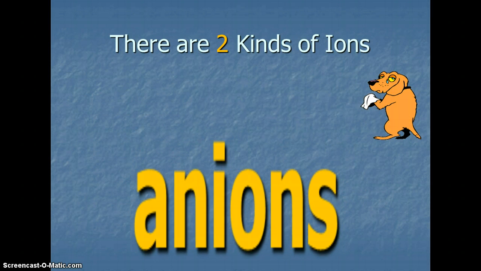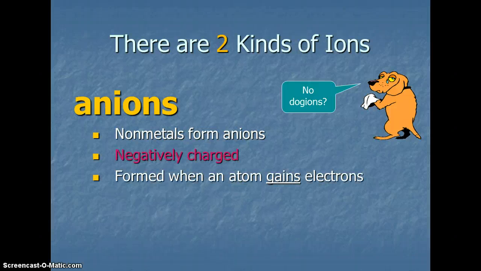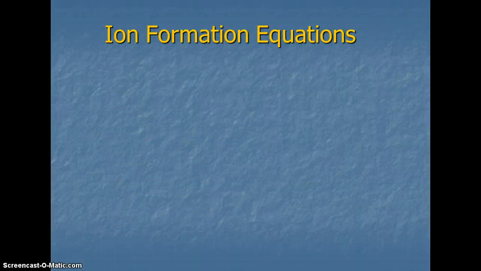Now, anions. You thought I was going to say dog ions, didn't you? Nah. Anions form from the nonmetals. They're negatively charged, and they form when an atom gains electrons. So it's the opposite of cations. Pretty easy to remember that. And so anions will have more electrons than protons. Examples: oxygen, chlorine, nitrogen, sulfur.